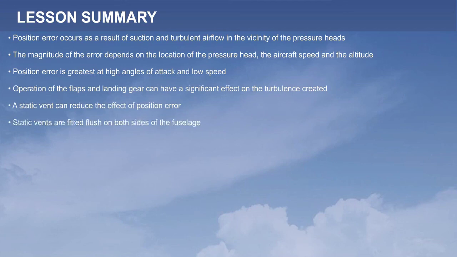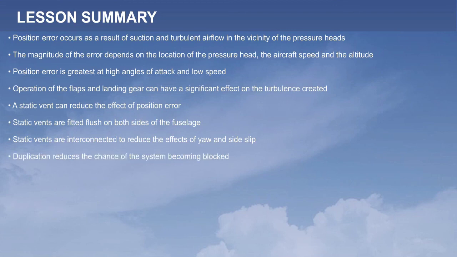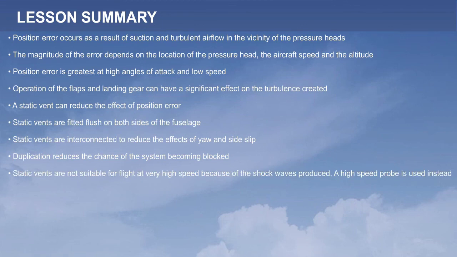Static vents are fitted flush on both sides of the fuselage. Static vents are interconnected to reduce the effects of yaw and side slip. Duplication reduces the chance of the system becoming blocked. Static vents are not suitable for flight at very high speeds because of the shock waves produced. A high-speed probe is used instead.